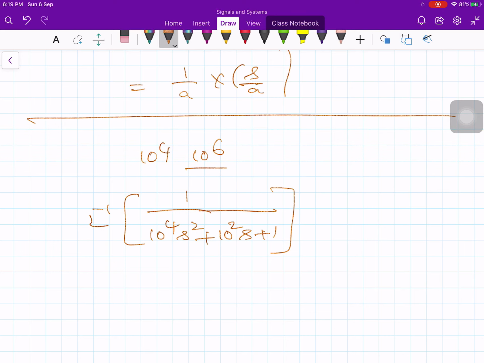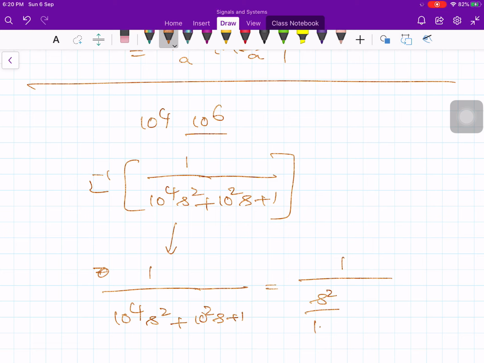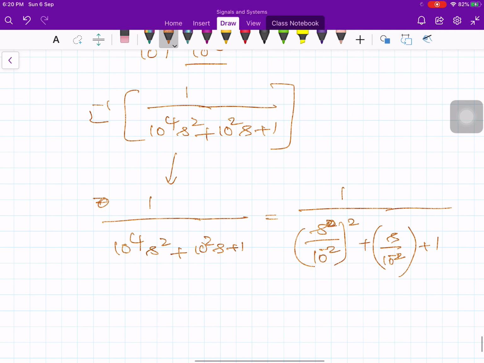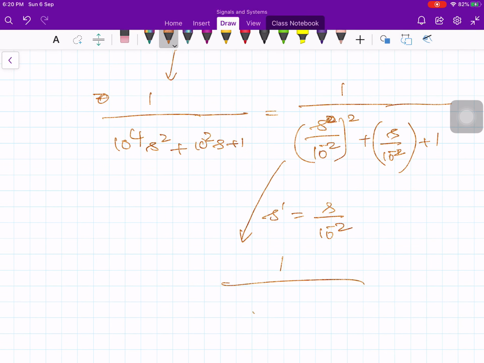So what you do is, you can write this as 1 divided by 10 to the power 4 s squared plus 10 squared s plus 1. This is equal to 1 divided by s squared divided by 10 to the minus 2 whole squared, plus s divided by 10 to the minus 2, plus 1. I can write it like this. That is, if s by 10 to the minus 2 is replaced by s dash, let's say s dash equals s by 10 to the minus 2, then this relation becomes 1 divided by s dash squared plus s dash plus 1.